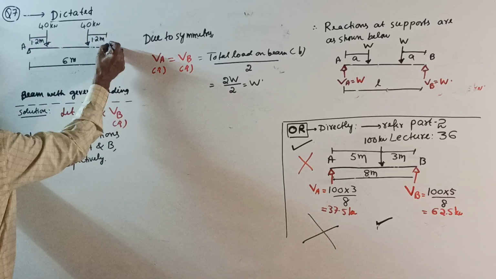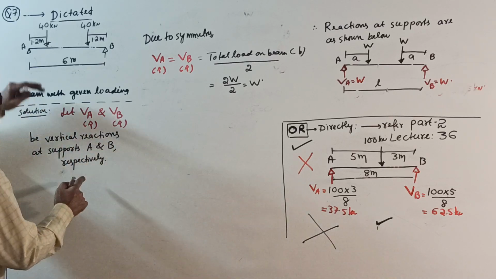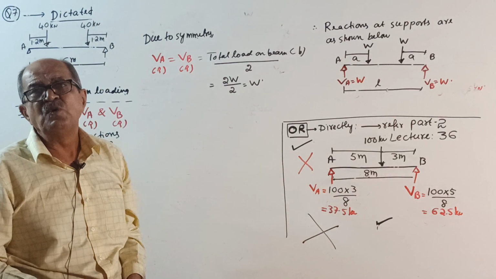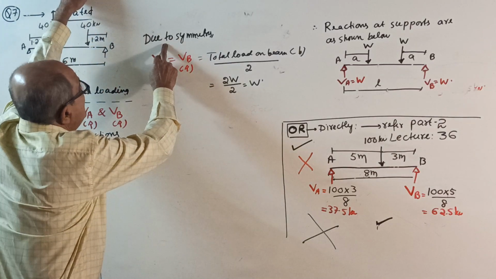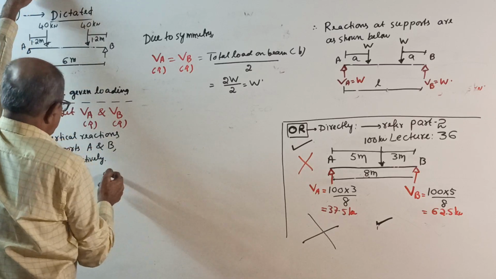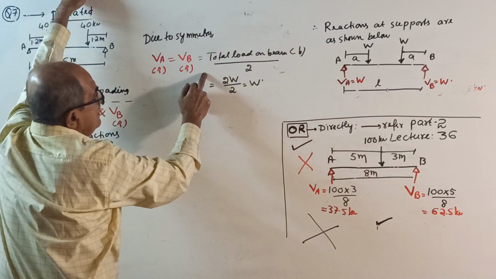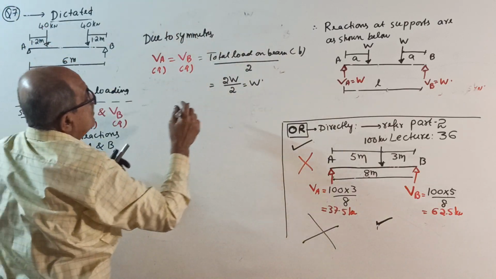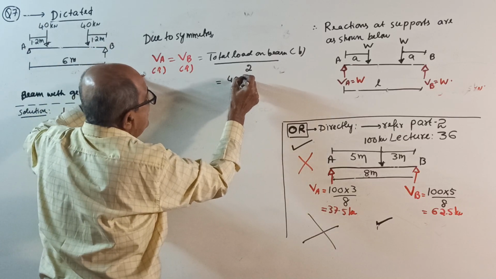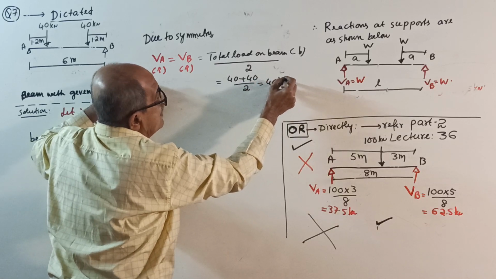Okay, this is a beam. Find support reaction. Once again, write this way. Now make a note. There is no need of wasting time. Directly you can write, due to symmetry, VA equal to VB. Okay, VA upward equal to VB upward equal to total load on the beam downward divided by 2, equal to 40 plus 40 is the total load, divided by 2, once again equal to 40 kilonewton.